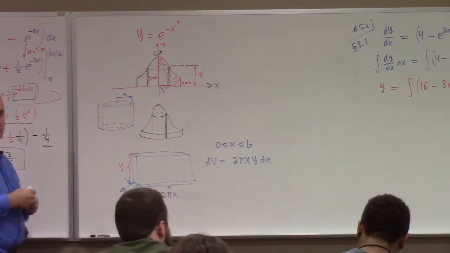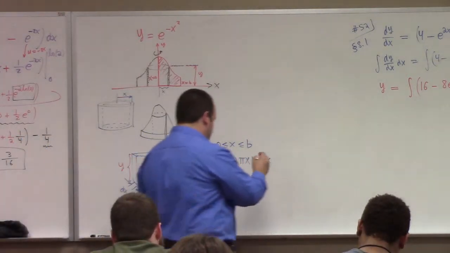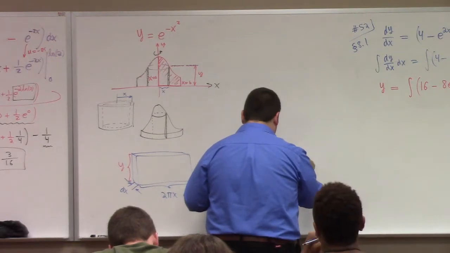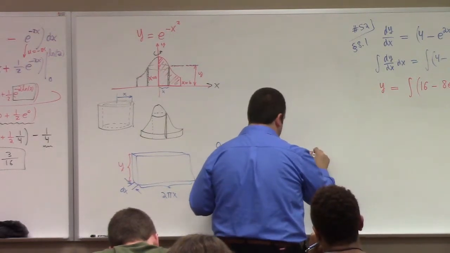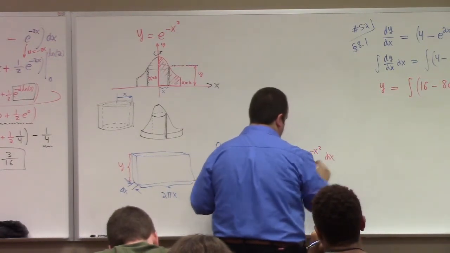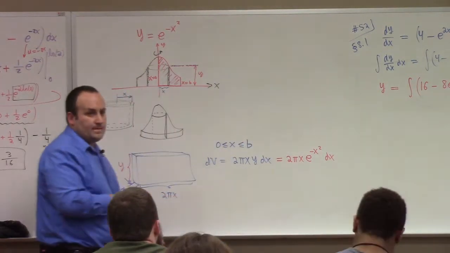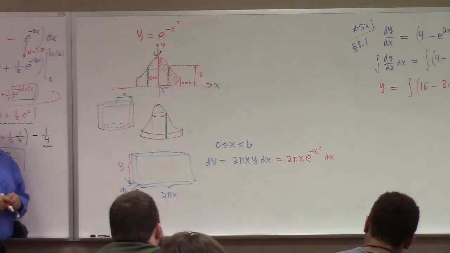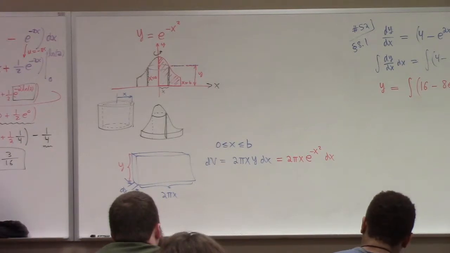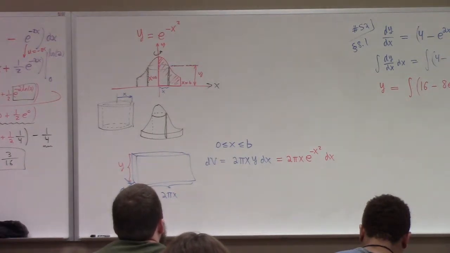Now, what is y equal to, though? Y is equal to, 2 pi x e to the minus x squared dx, right? Well, that is much better. See, e to the minus x squared I cannot integrate. But x e to the minus x squared, that's a u substitution. Just let u equal minus x squared, we're good to go.